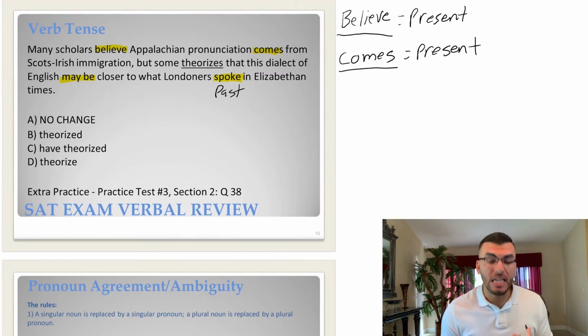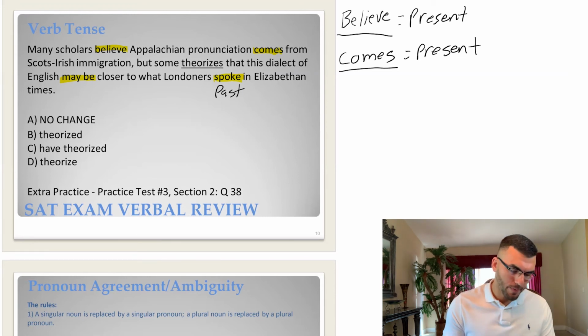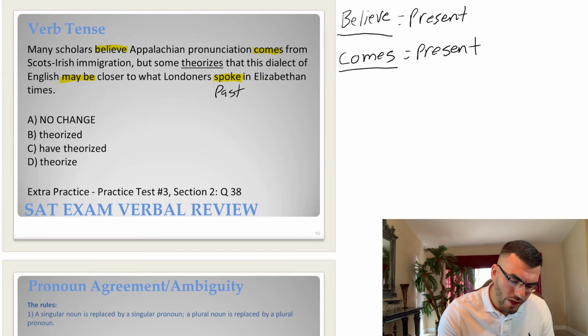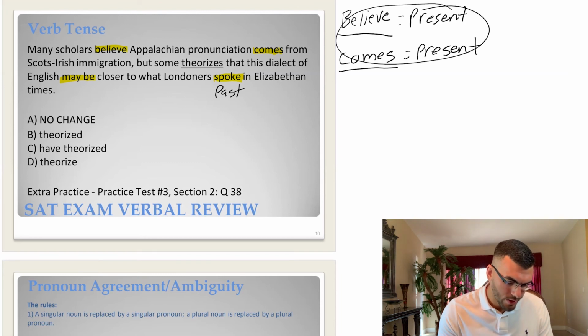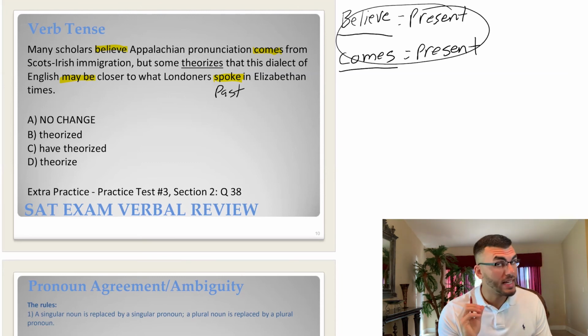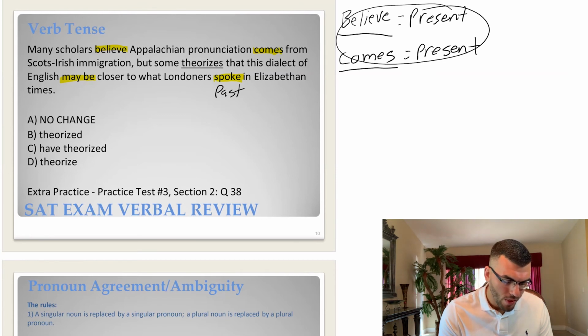Many scholars believe Appalachian pronunciation comes from. So this is all taking place in the present tense. So our underlined verb should also reflect the present tense. So we know we need present. So we can cross out any answer choice that is not present tense.